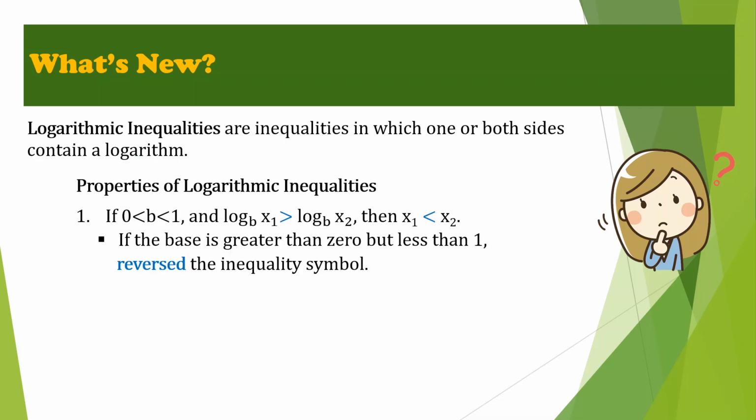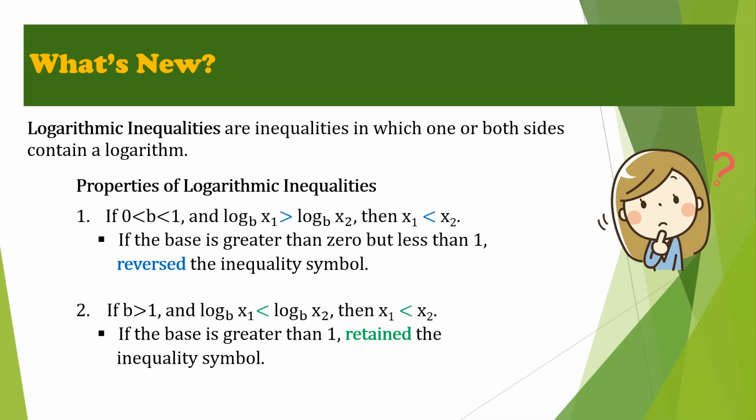Properties of logarithmic inequalities. Number 1. If b is between 0 and 1, and logarithm base b of x sub 1 is greater than logarithm base b of x sub 2, then x sub 1 is less than x sub 2. If the base is greater than 0 but less than 1, reverse the inequality symbol.